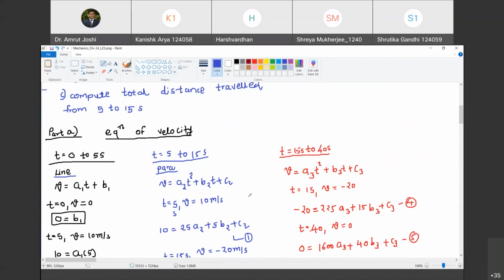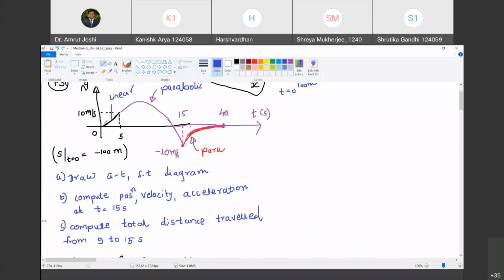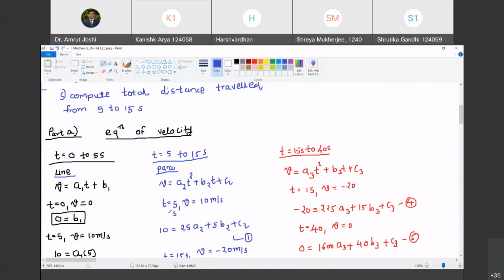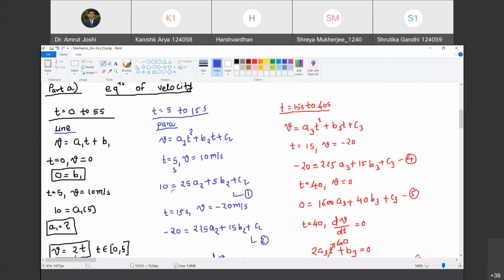First condition is easy. At time t equal to 5 seconds, velocity is equal to 10 meter per second. So therefore, I substitute that 10 must be equal to, if I substitute t equal to 5 here, it becomes 25 A2. If I substitute t equal to 5 here, it becomes 5B2 plus C2. So 25 A2 plus 5B2 plus C2 must be equal to 10 is the first condition that I have. Do you agree with me? Yes, sir. What is the second condition?